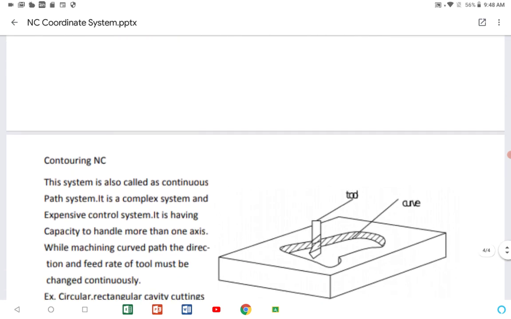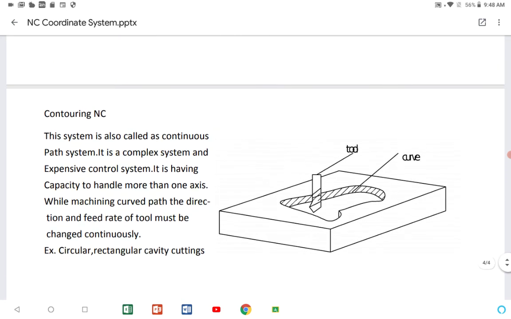And the third one, the contouring system, or NC. As you can see in the diagram, any complex shapes or circular cuttings and all can be carried out with this type of system, that is the contouring system. It has the capacity to handle more than one axis.